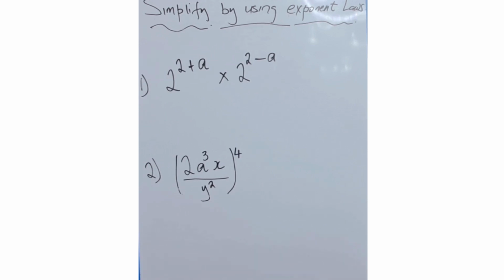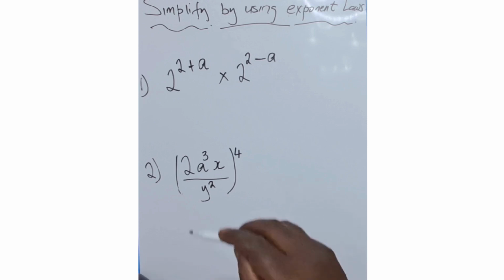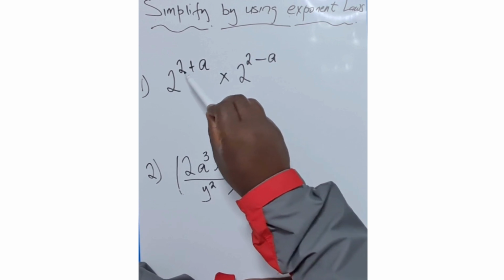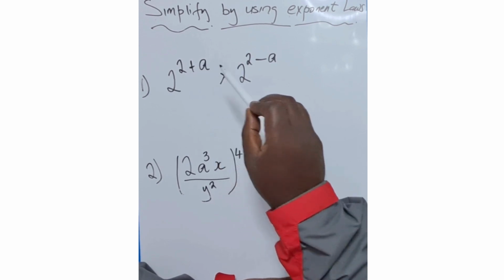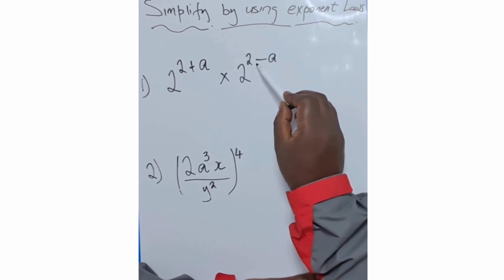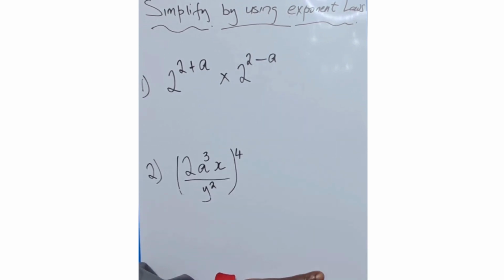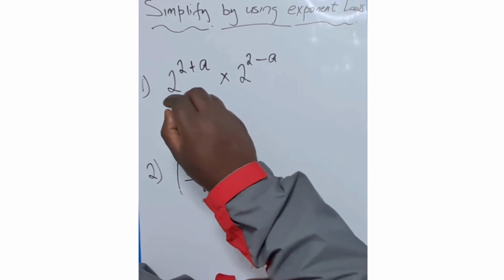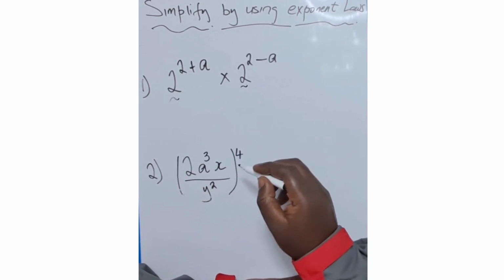Welcome back to my channel, where we are simplifying by using exponent laws. So if you look at the first sum, it says 2 to the power 2 plus a multiplied by 2 exponent 2 minus a. Again, the first thing that you look for is, are the bases the same? In this case, yes, our bases are the same. We have a 2 and a 2.